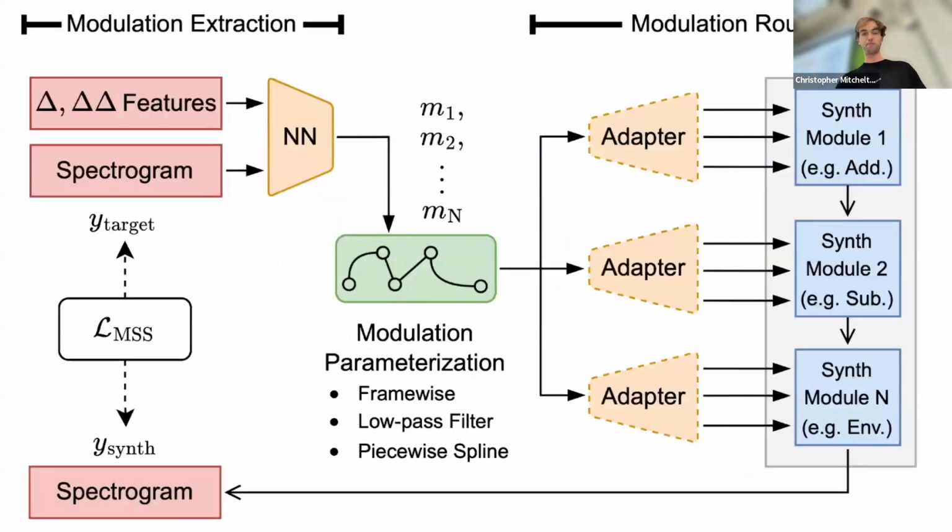So overall, in the entire system, you have your modulation extraction happening here, you have your modulation routing happening here, and then this is the parameterization in the middle, which is converting it to splines or low-pass filtered or whatever. And then this entire thing is trained with a simple multi-scale spectral loss. I also work on other loss functions for modulated audio, but that's a chapter for another time. So this is the entire system.